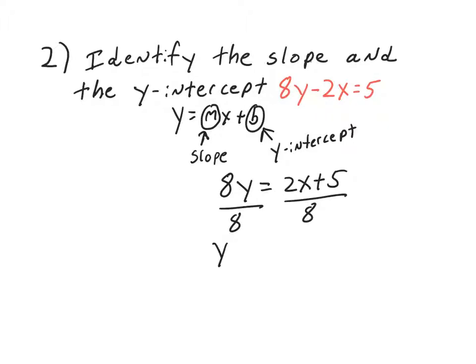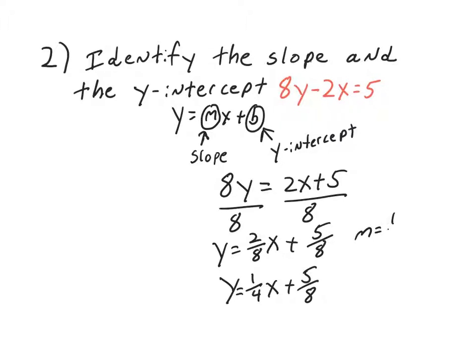And we'll get y equals 2 over 8 times x plus 5 over 8. And then we can simplify if we can. 2 over 8 times x simplifies to 1/4. And then 5 over 8 is already simplified, so we'll just leave it alone. Okay, so we end up with our slope being 1/4 and our y-intercept being 5/8.